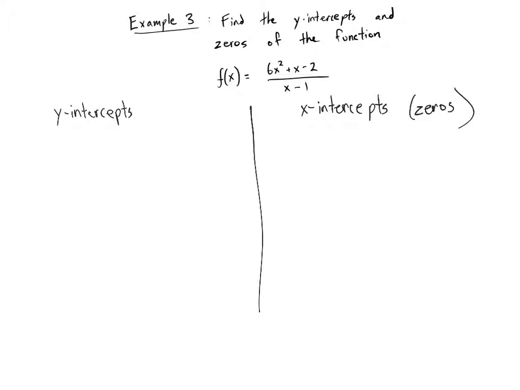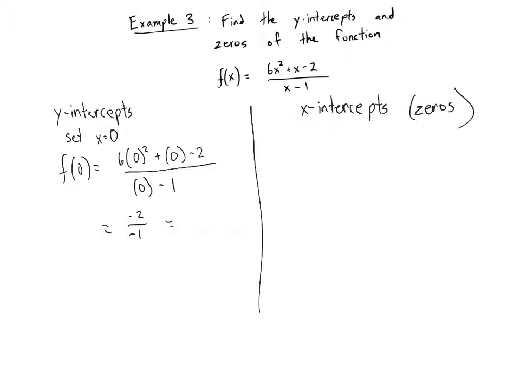So for the y-intercept, set x equals 0. f of 0 equals 6. Just plug in the x as 0. Negative 2 divided by negative 1, yeah, 2. So our y-intercept is 0, comma 2. Got it.